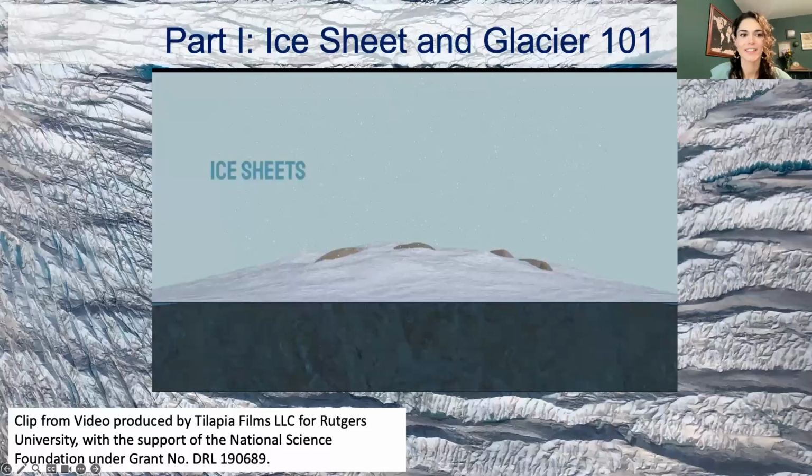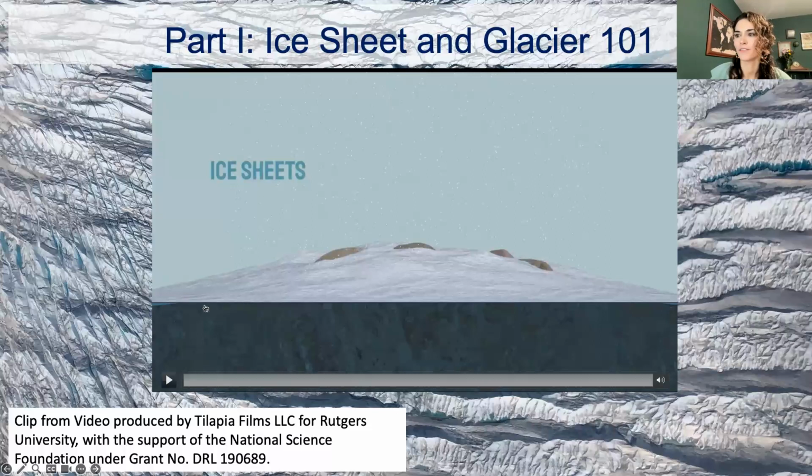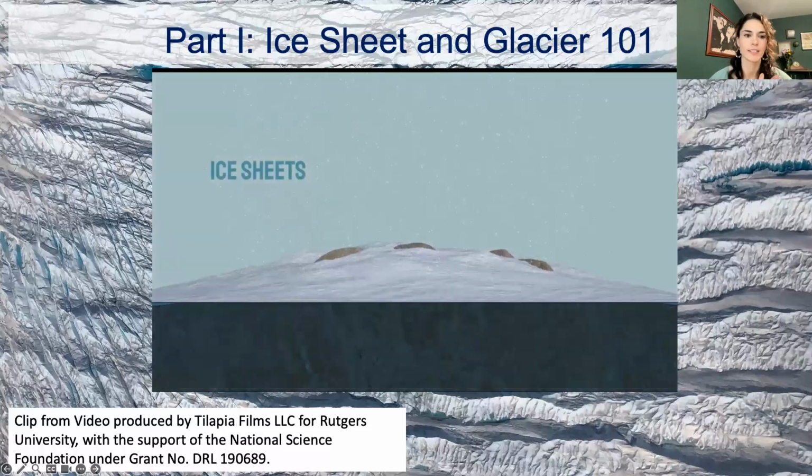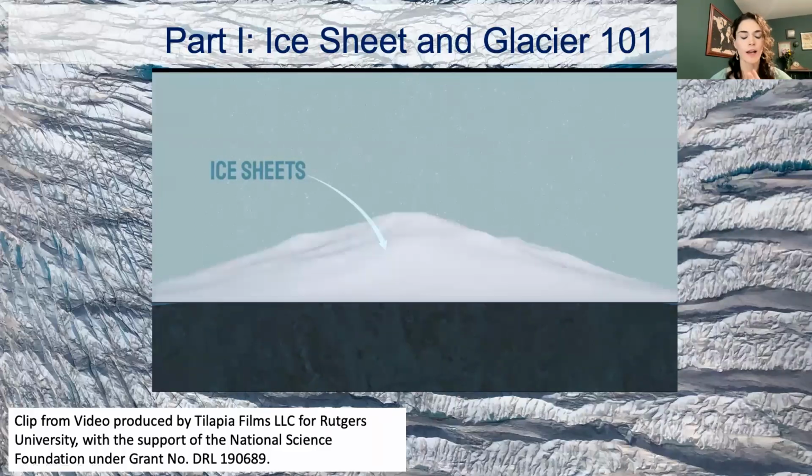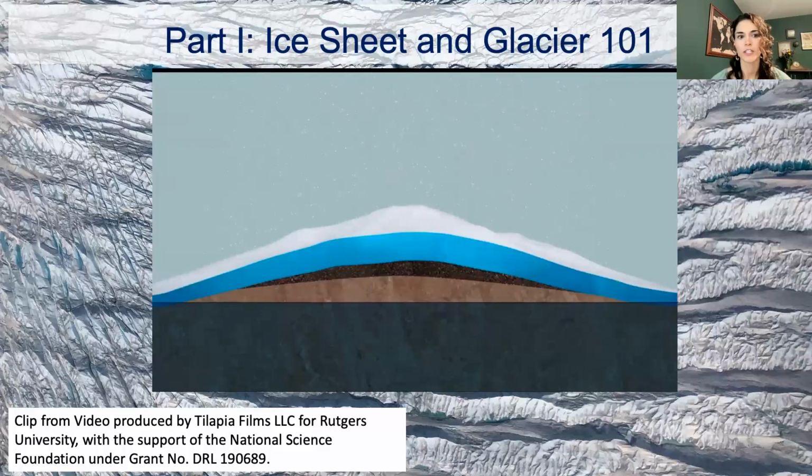But just to start here, I thought we would have this cute little animation. It doesn't have the audio with it today, but it answers: what is an ice sheet and what are glaciers 101? An ice sheet, we have 2, the Greenland ice sheet and the Antarctic ice sheet. Those grow and form over time as snow accumulates.